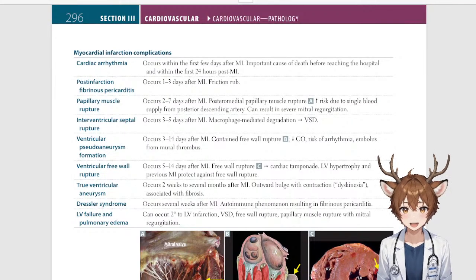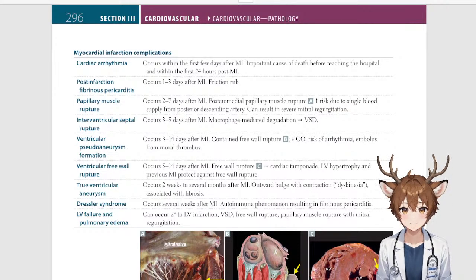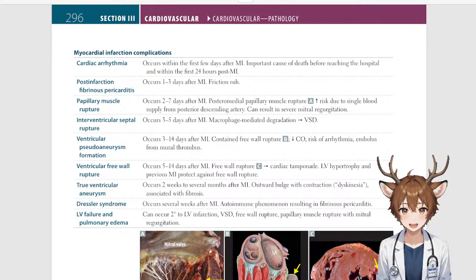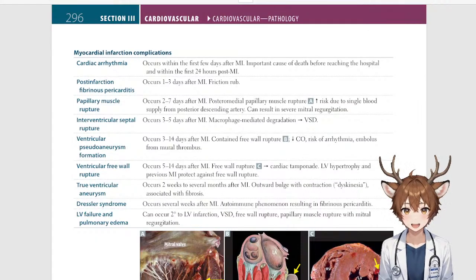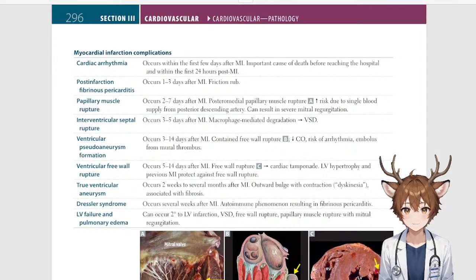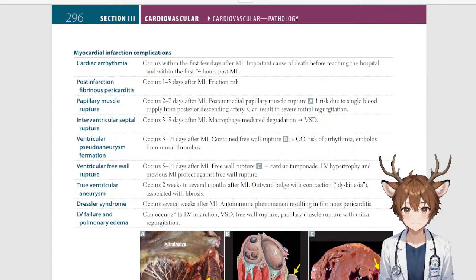What about papillary muscle rupture? That sounds pretty bad. 2 to 7 days. Can result in acute mitral regurgitation leading to cardiogenic shock and severe pulmonary edema. Now, this is predominantly posteromedial compared to the anterolateral papillary muscle ruptures. Mostly posteromedial, typically, as the posteromedial has a single artery blood supply, posterior descending artery, whereas the anterolateral has a dual blood supply, the LAD and the left circumflex.